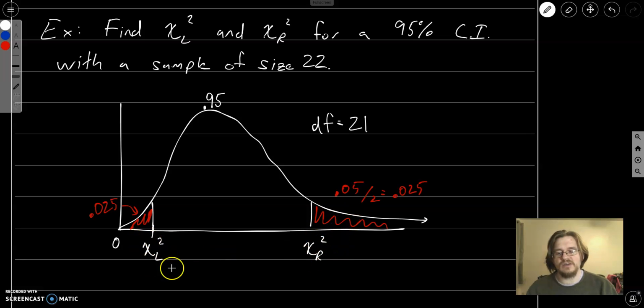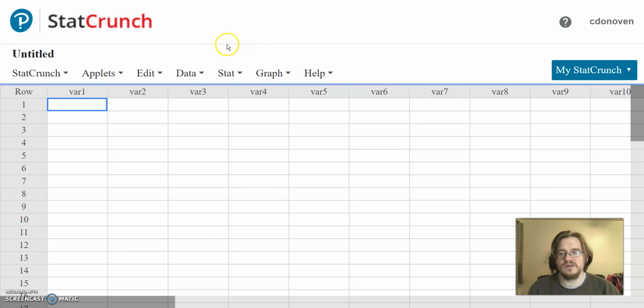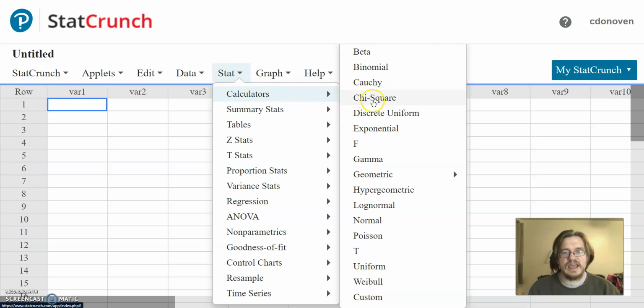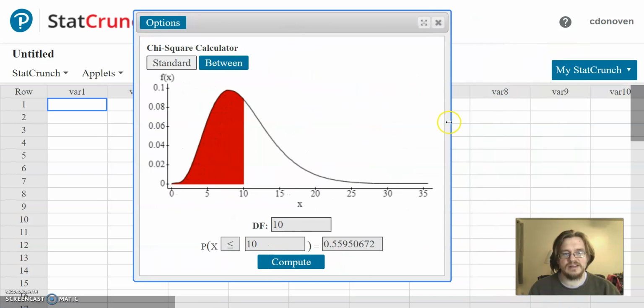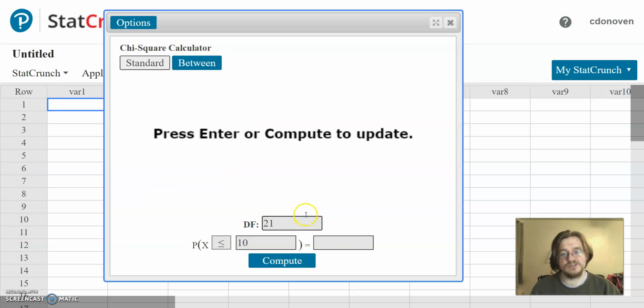So the question is, how do we construct these? Well, there's a couple of ways to do this. I am first going to use StatCrunch, and let me zoom in once here. In StatCrunch, we can go to Stat, Calculators, and then right here we have the chi-squared calculator. When we open this up, it pulls up a little image of our chi-squared distribution. We can then adjust the degrees of freedom and the areas that we want to compute. In this case, our degrees of freedom was 21 because the sample size was 22.